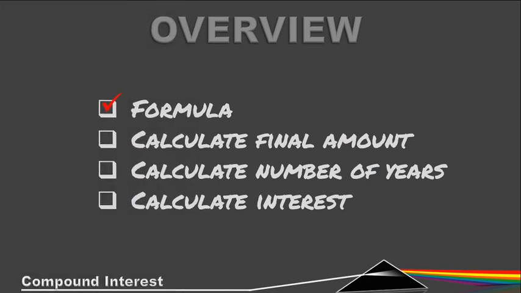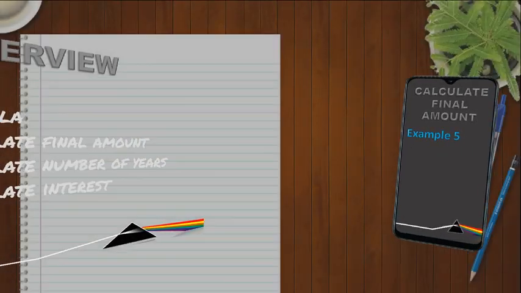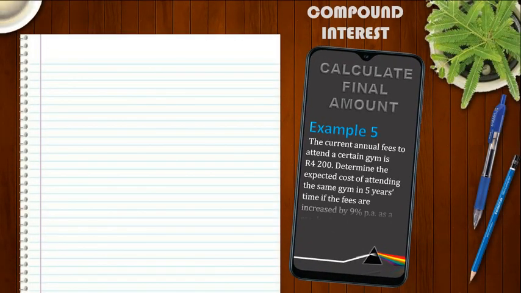Okay, so let's look at an example on how to calculate the final amount. In example 5, it says the current annual fees to attend a certain gym is 4,200. Determine the expected cost of attending the same gym in 5 years' time if the fees are increased by 9% per annum as a result of inflation. Give your answer correct to the nearest rand. Now, inflation is also compound interest.